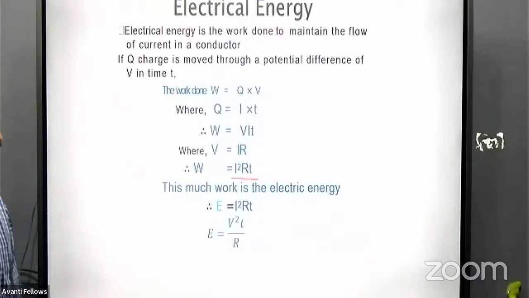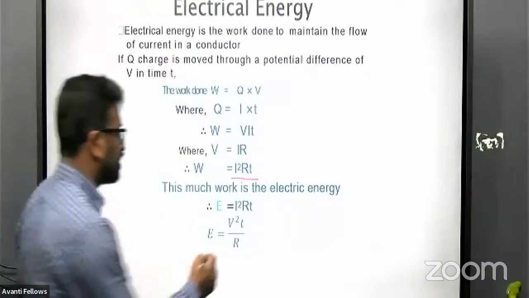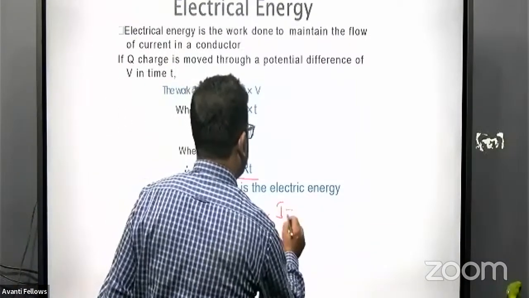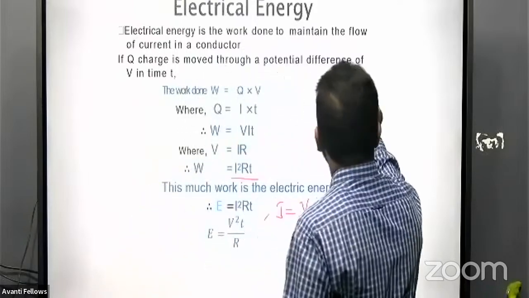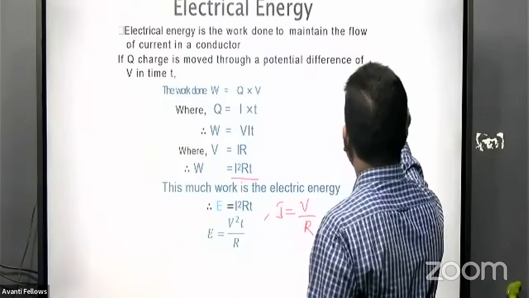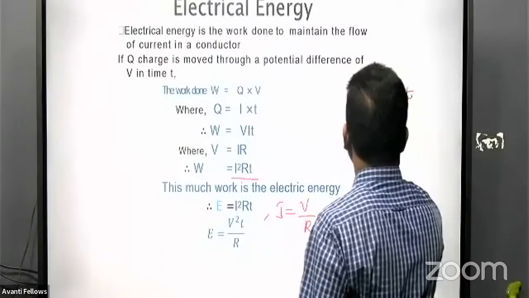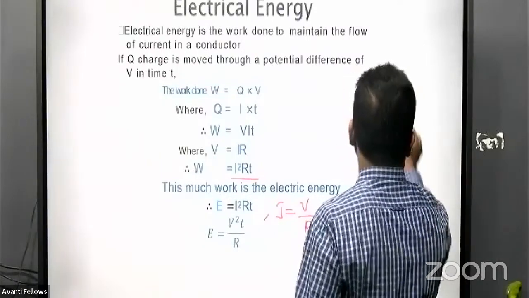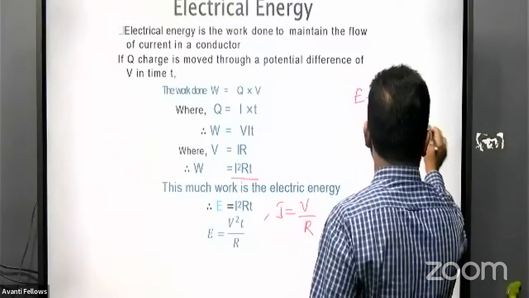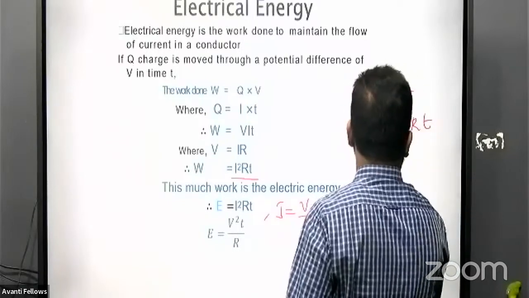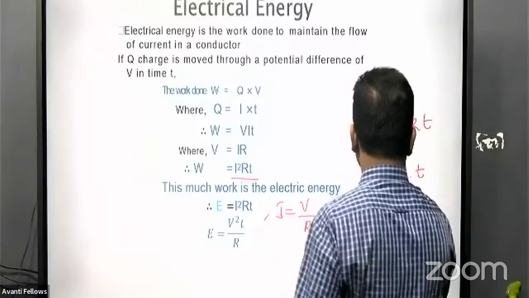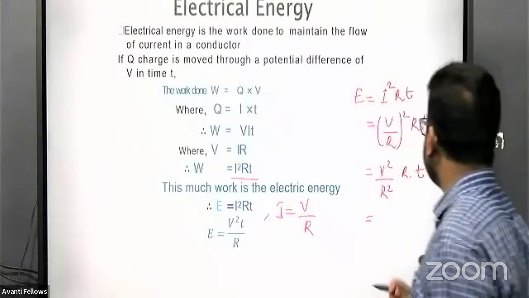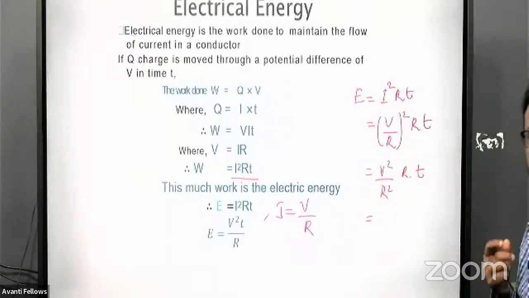This can also be written using I equals V by R. When we substitute this value in E equals I square RT, we get (V by R) whole square into RT, which is V square by R square into R multiplied by T. That reduces to V square by R multiplied by T.